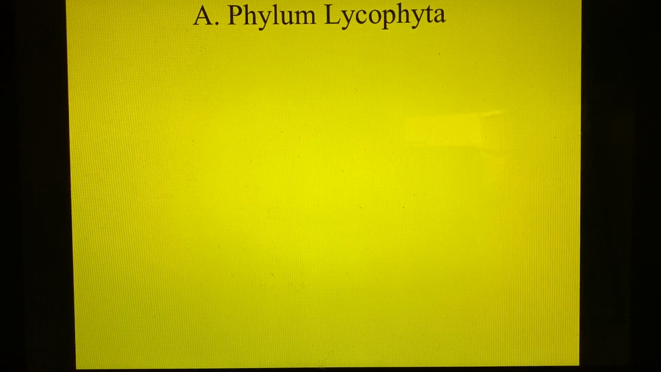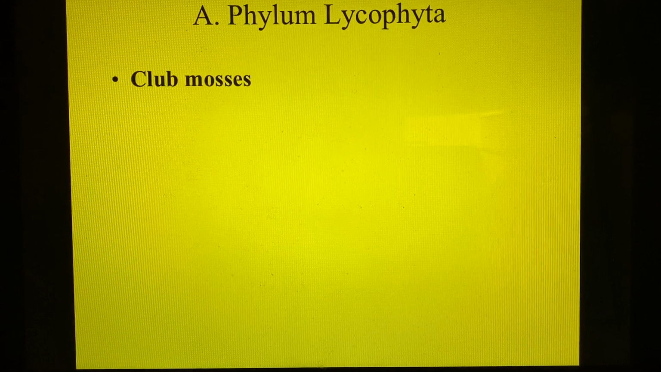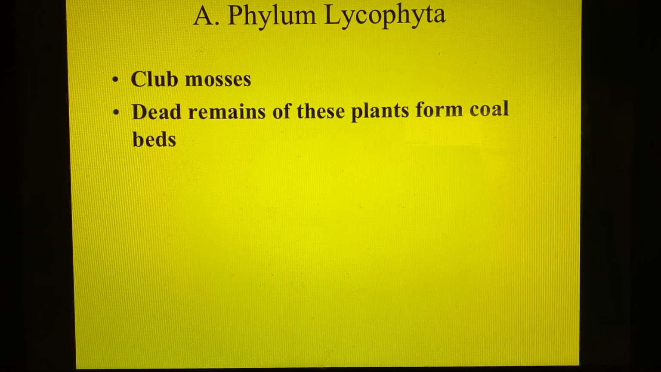All right, now there's 3 major groups. Let's take a look at them. A is the phylum Lycophyta. Now, you probably have to be an outdoors person, been in the woods, especially in the spring. These are generically called the club mosses. They are not mosses. If they were mosses, they'd be in the phylum Bryophyta in the lower plants. Okay?